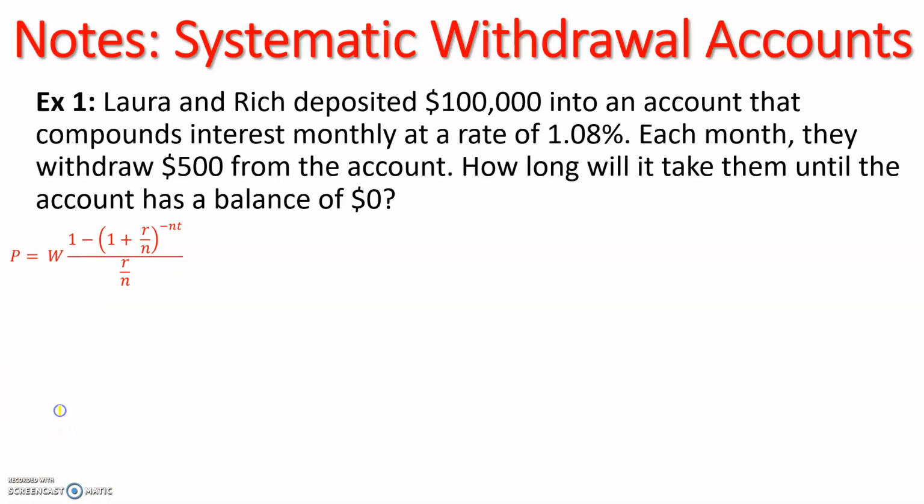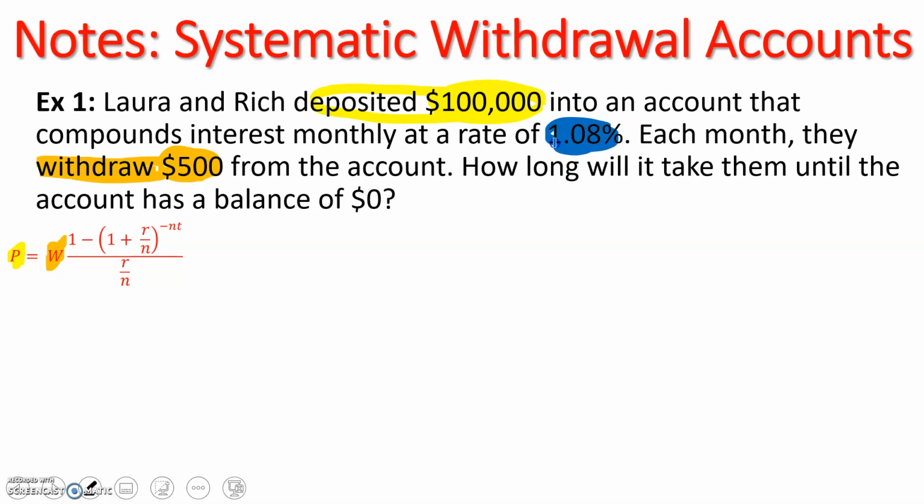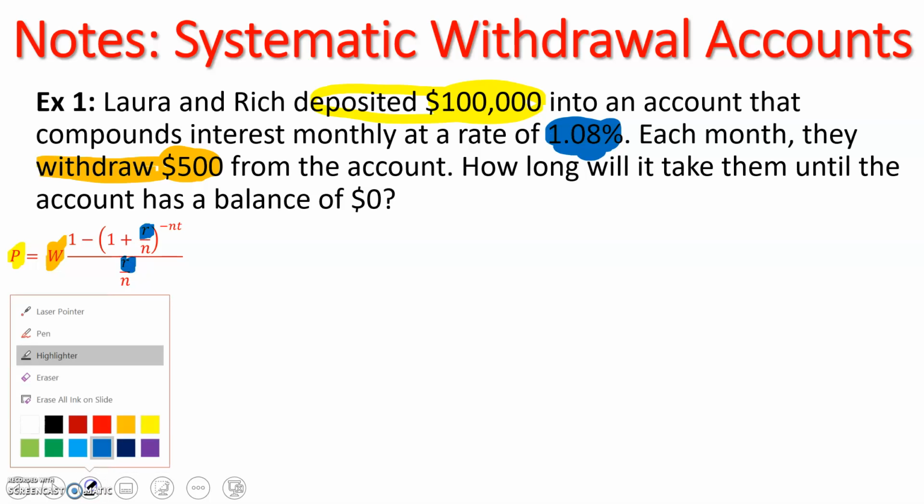So I'm going to start with the principal. Remember, the principal is the amount of money we deposited. So we can see here that we have deposited $100,000, so we know that that is our principal. We know that we are withdrawing $500, so we can see that here, withdraw 500, so that's our W. We can see that our interest rate is 1.08%. Remember, when we plug that into the formula, it must go in its decimal form. So 0.0108, and that will go there and there.